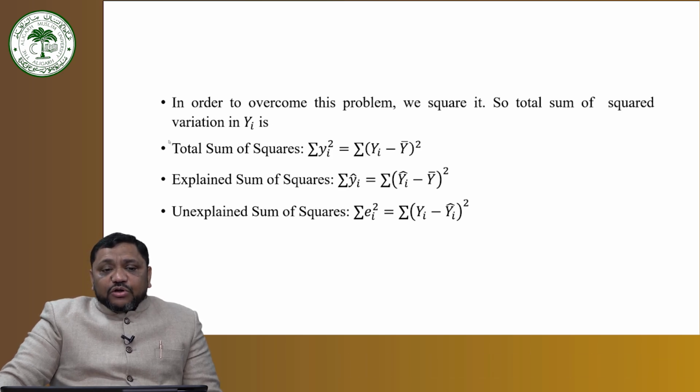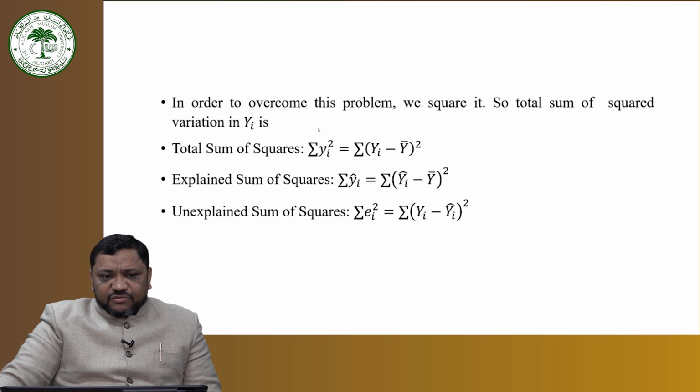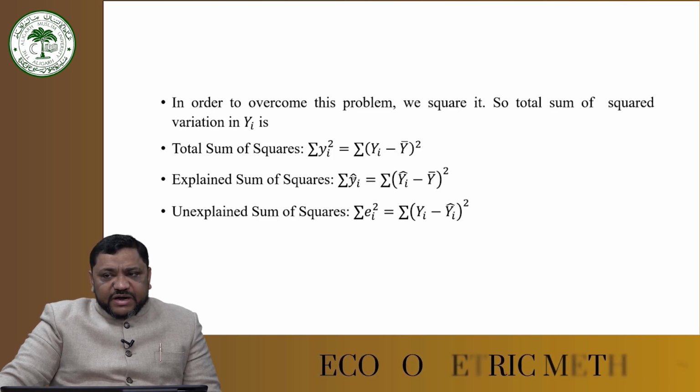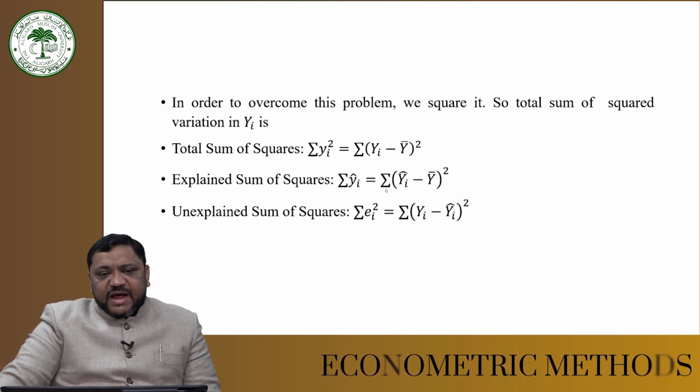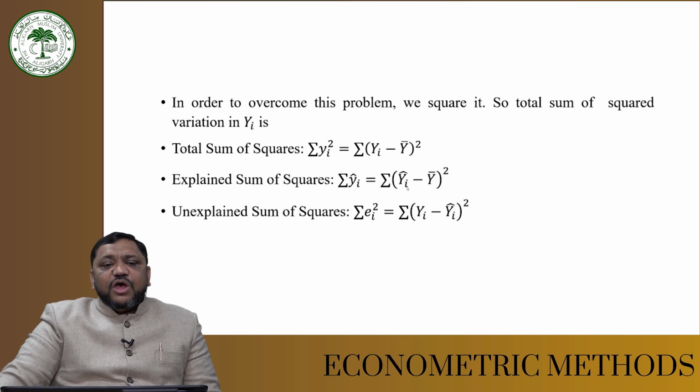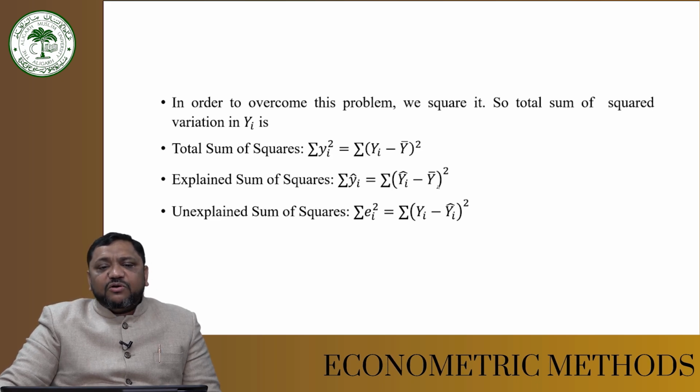So now, instead of just discussing yi minus y bar, we say that the total sum of squares is equal to summation small y square, which is summation of the actual value minus the mean value, whole square. Similarly, the explained sum of squares is summation of small y hat square. The explained portion was y hat minus y bar, so this is summation of y hat minus y bar whole square.